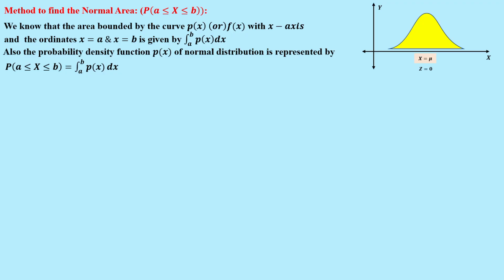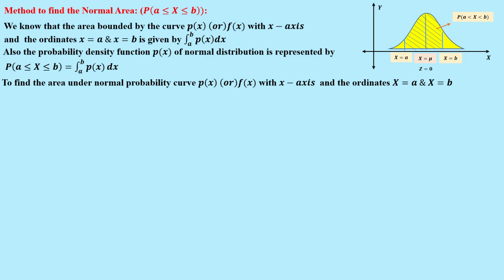X is equal to mu, z is equal to 0, the point of symmetry, right? This is x is equal to a on the left hand side, and on the right hand side the limit x is equal to b, right? This is the area, the required area, right? Probability of a less than x less than b. To find the area under the normal probability curve p of x or f of x with the x-axis and the ordinates x is equal to a and x is equal to b, probability of a less than or equal to x less than or equal to b is equal to integral a to b p of x dx.